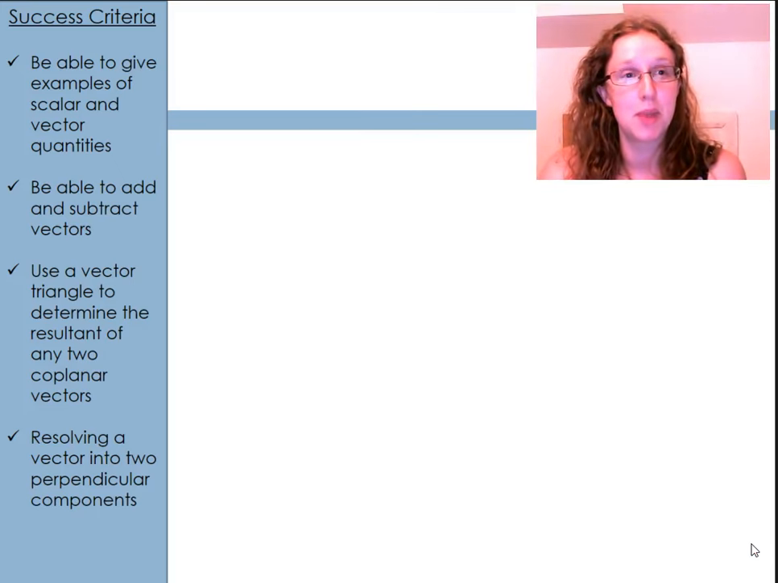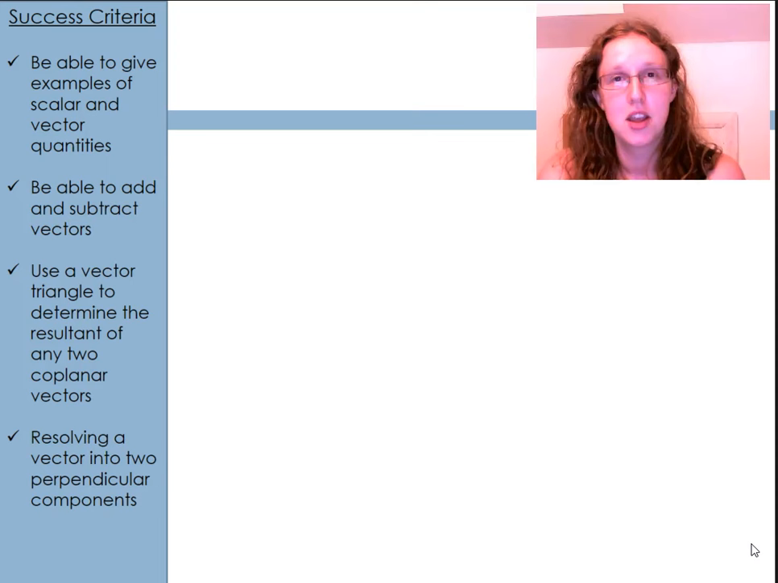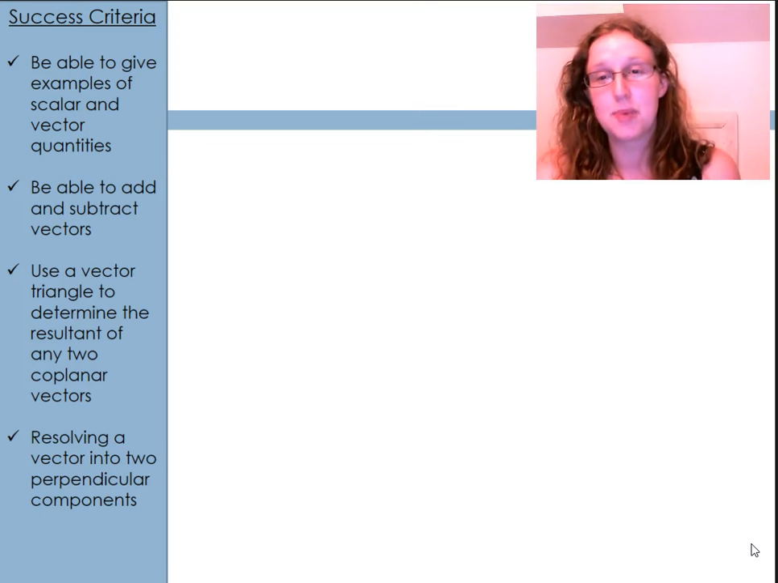Things that I'm going to want you to be able to do. You need to be able to give examples of scalars and vectors. This is a really common sort of 1 or 2 mark question at the beginning of exams. You need to be able to add and subtract scalar and vector quantities. Scalar one's easy. You need to be able to use vector triangles to determine the resultant of any 2 coplanar vectors. Coplanar just means that they are in the same plane.